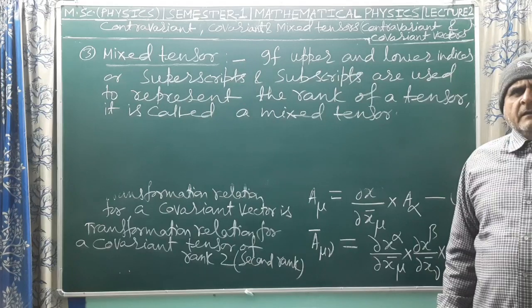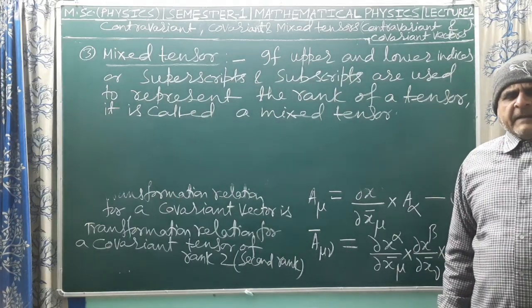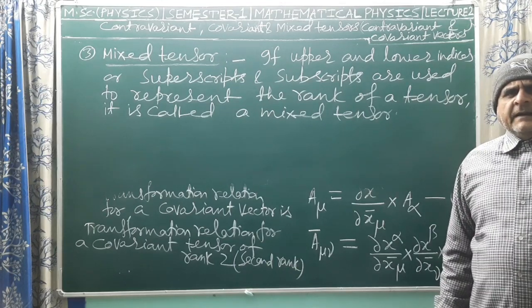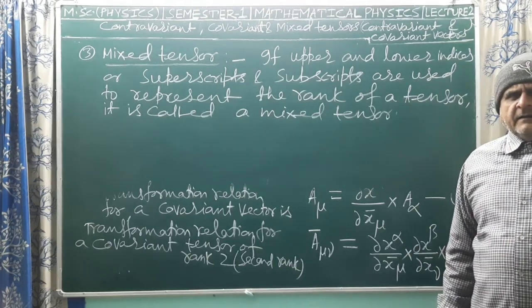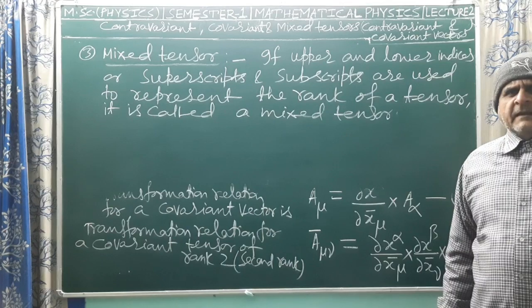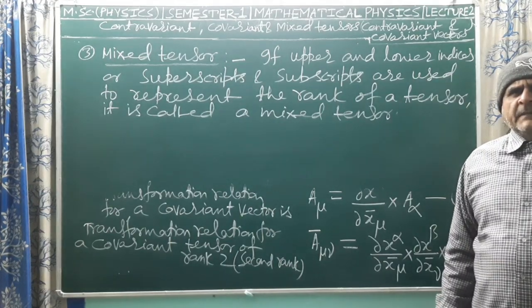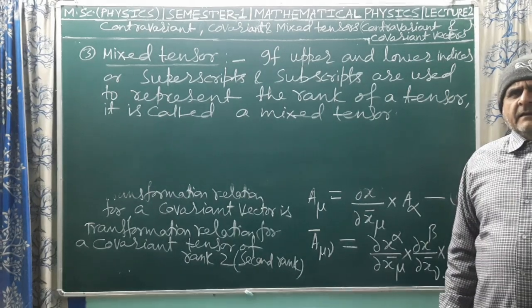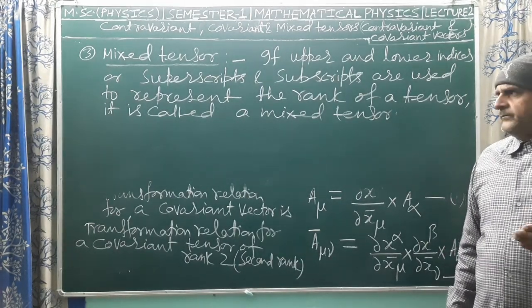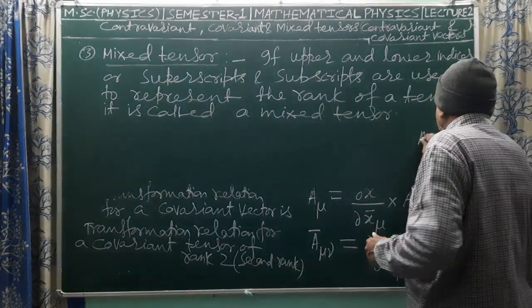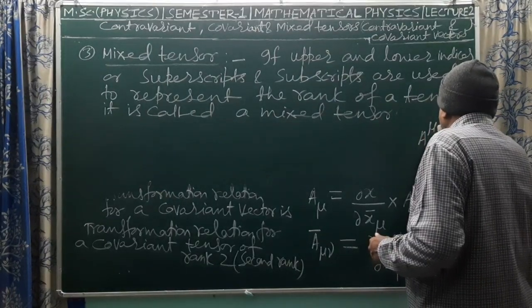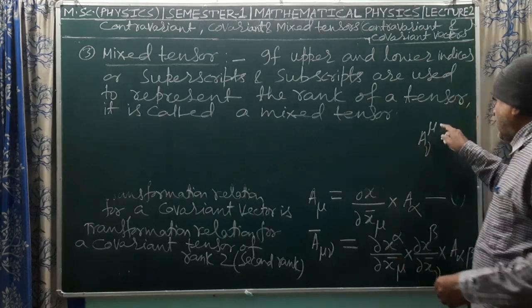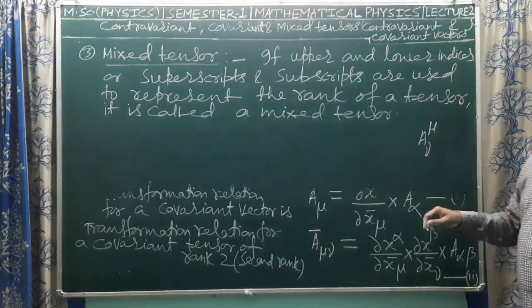The transformation relation for a mixed tensor having n to the power 2, that is n square quantities, where n represents the number of dimensions, number of variables, and the power 2 represents the rank of that tensor. So if n to the power 2, n square quantities, suppose a mu nu, a to the power mu as upper index and nu as lower index, that is mu as superscript and nu as subscript.